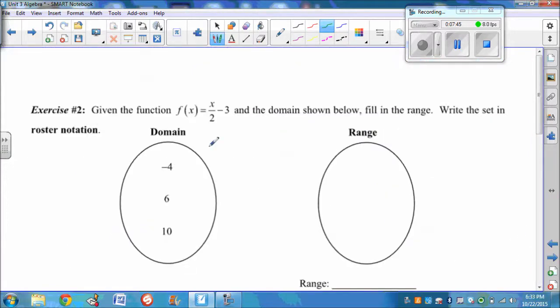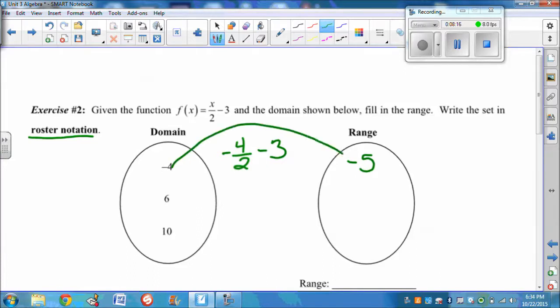It says, given this function and the domain shown below, fill in the range. Write the set in roster notation. This is something a little bit different, but not hard at all. If we've got a domain of -4, and we put this into our function, we'd say -4 divided by 2 minus 3. So that's -2 minus 3. That produces an output of -5. So we can kind of draw a line to that.